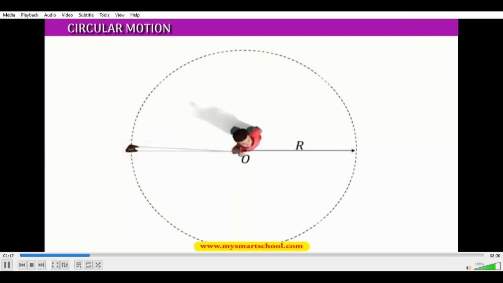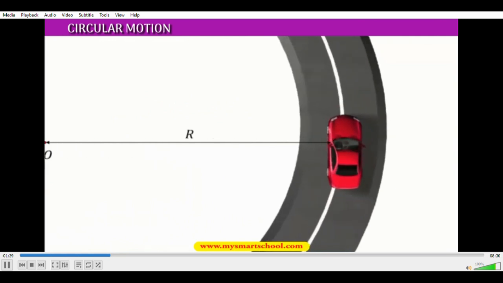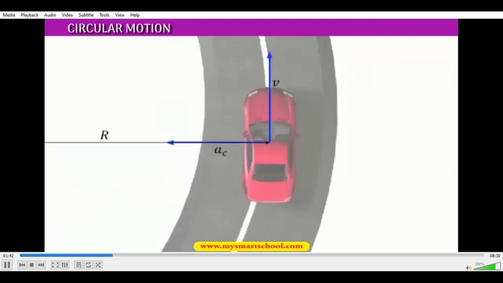This tension in the string is due to the pull exerted on the string by the person, which prevents the stone from flying away. Similarly, a car moving along a circular path at uniform speed also requires a centripetal force to keep it moving along the desired circular path. In this module, we will analyze the forces acting on the car during this motion.